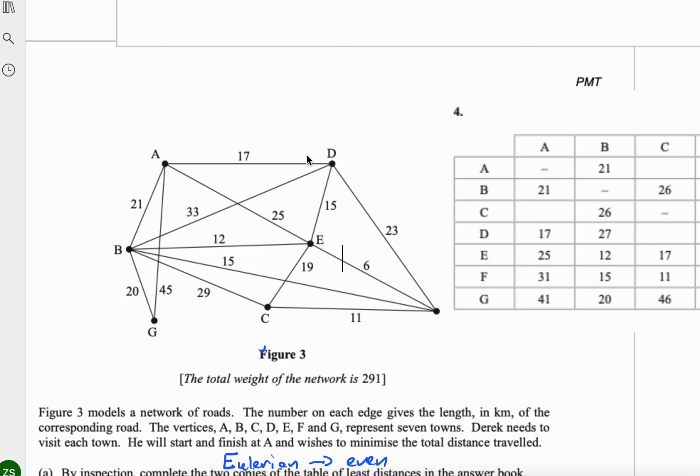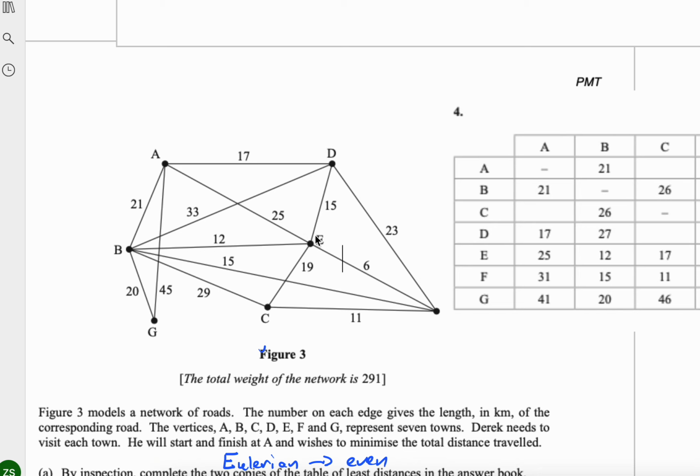What about this one? 17 plus 15 is 32, plus 6 plus 11, 17, which is 59. 49. 17 plus 25 plus 6 plus 11. 17 plus 15 plus 6 plus 11. Yeah, 49. Okay, so we got under 50 there. Can we do better than that? The answer is yes.